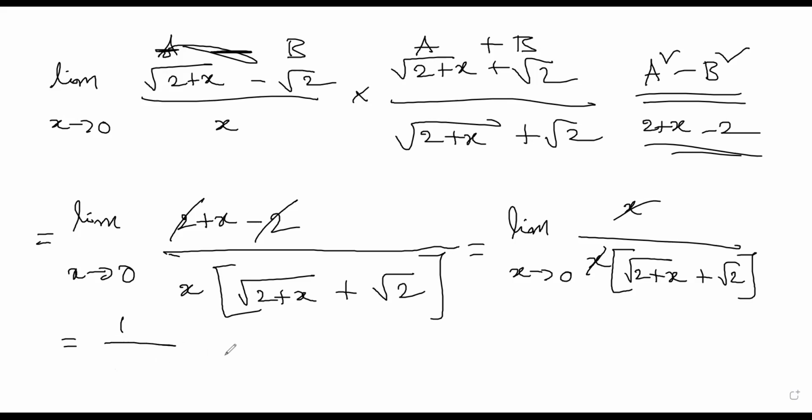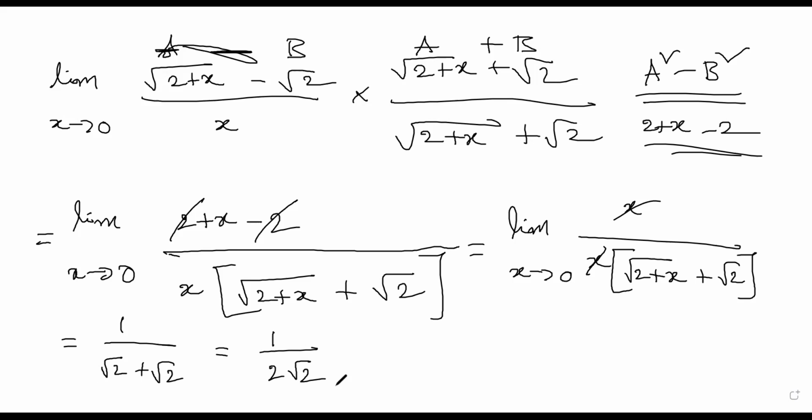Now when you apply the limit, x is equal to 0. So 2 plus 0 would be 2. So root 2 plus root 2. So 1 by root 2 plus root 2, what will it be? 1 by 2 root 2. Root 2 plus root 2 is 2 root 2. So that's the answer.